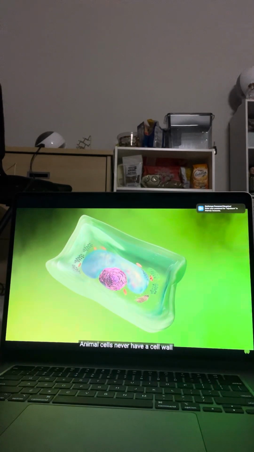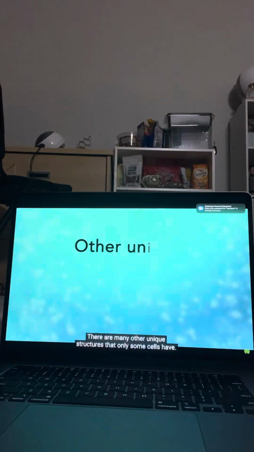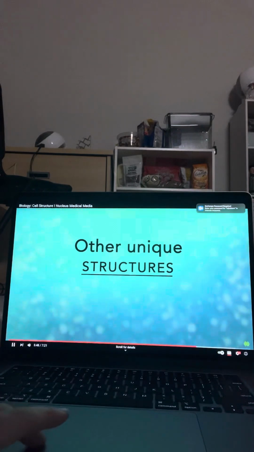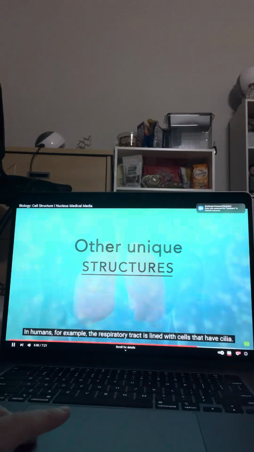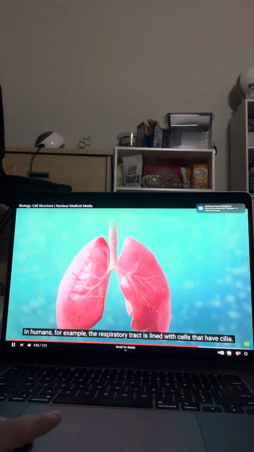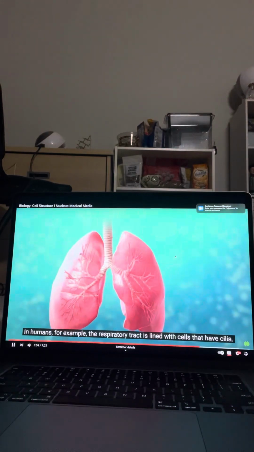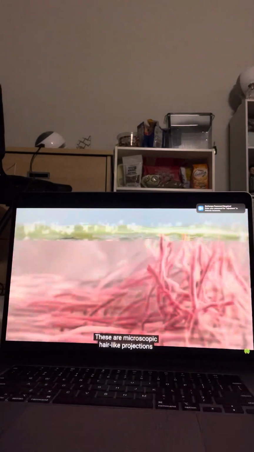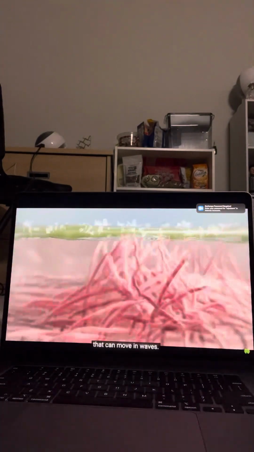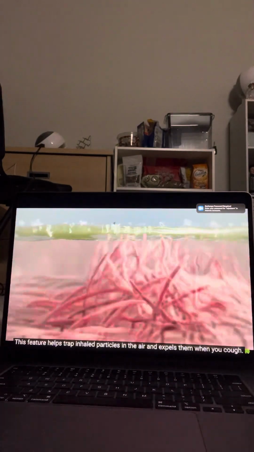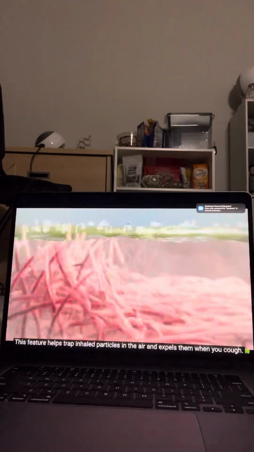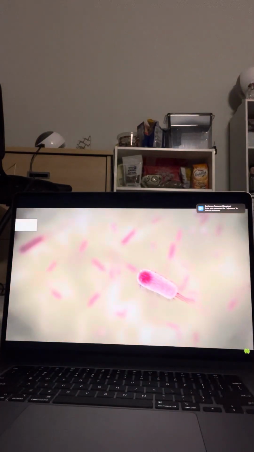In the human respiratory system, there are cells with cilia, and this is unique to just animal cells. So cilia is a hair-like structure that moves in a way similar to waves, and it traps unhealthy particles that have been inhaled and gets rid of them when you cough.